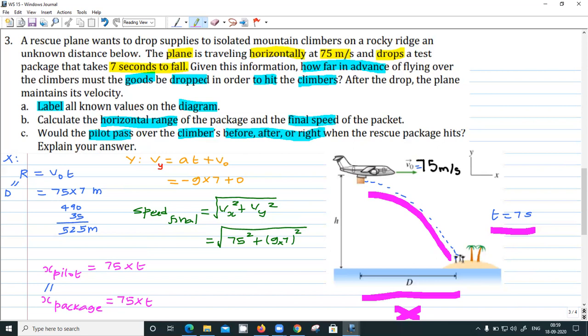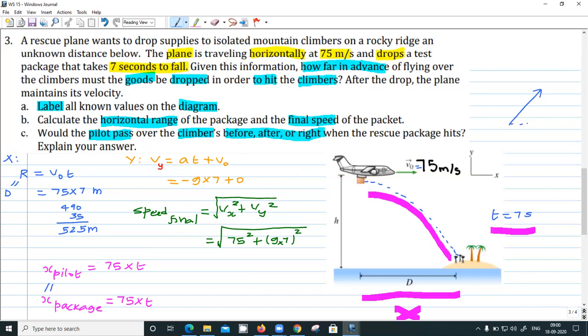Wait, can you explain once again why we use the Pythagorean theorem to find the final speed? See, velocity is a vector, right? So it will have two components, an x component and a y component. Vector means it will have some direction.